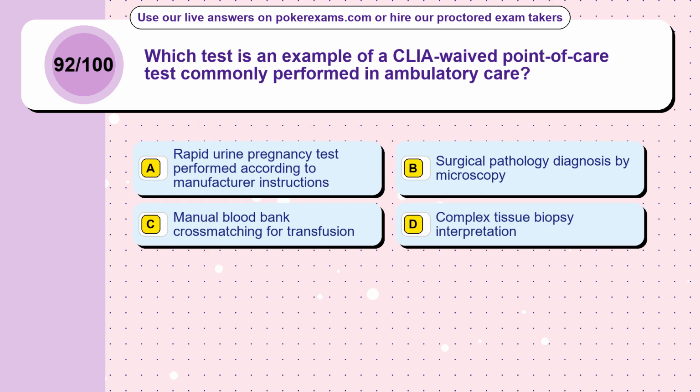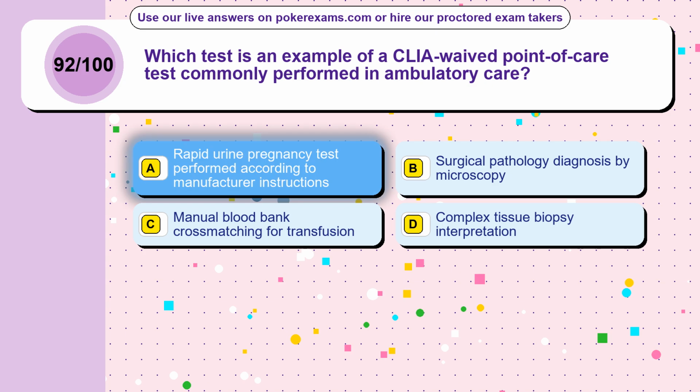Question 92. Which test is an example of a CLIA waived point-of-care test commonly performed in ambulatory care? Option A, rapid urine pregnancy test performed according to manufacturer instructions. Option B, surgical pathology diagnosis by microscopy. Option C, a manual blood bank cross-matching for transfusion. Option D, complex tissue biopsy interpretation.